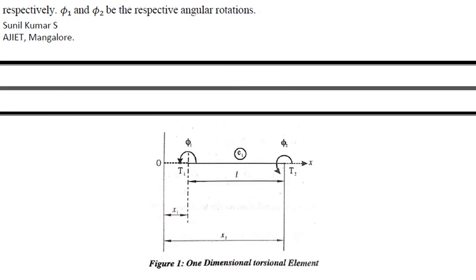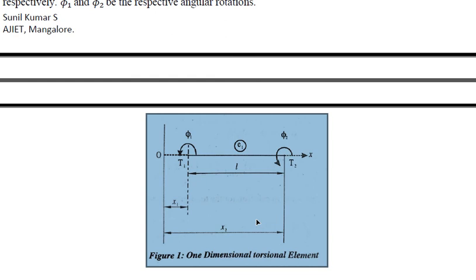Now let us consider a torsional member as shown in the figure. This is the torsional element. It has node 1 and node 2. The length is considered in x direction. Due to torsion, there will be rotation phi 1 at node 1 and rotation phi 2 at node 2. This rotation is happening about x direction.